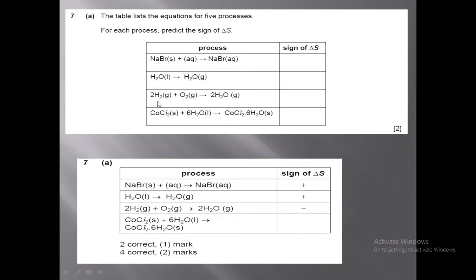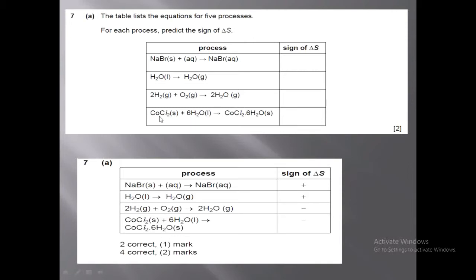In the third statement, hydrogen was reacting with oxygen and water was formed in gaseous form. So here we have to compare the moles on the right and left side. On the left side there were 3 moles of gas, while on the right side there were 2 moles of gas. So from this concept of entropy, we know if the number of moles decreases towards the product, the entropy becomes negative.